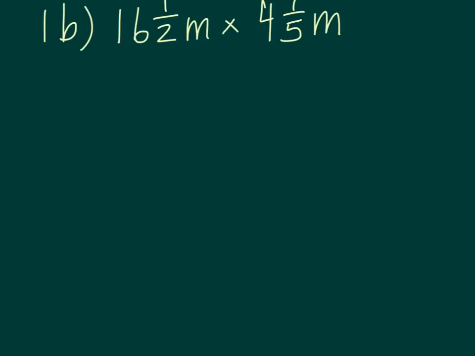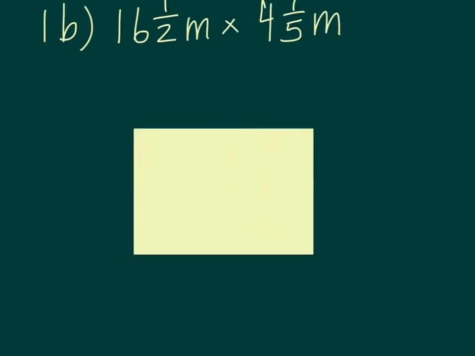A more effective strategy would probably be using the area model. So I'm going to draw out my rectangle. And I'm going to split up my 16.5 and my 4 1/5. Pause the video and check your answers to find the total area of 1B.